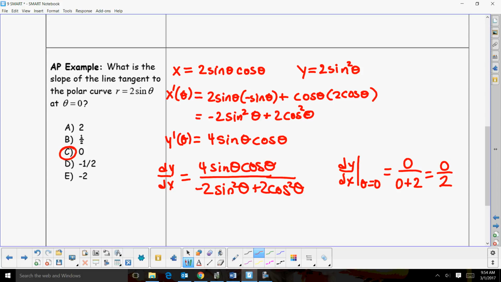It'd be negative 2 times 0 plus 2 times, because theta equals 0. Okay, good now? Okay. So, what kind of tangent's going on here? Yeah, there's a horizontal tangent at 0.